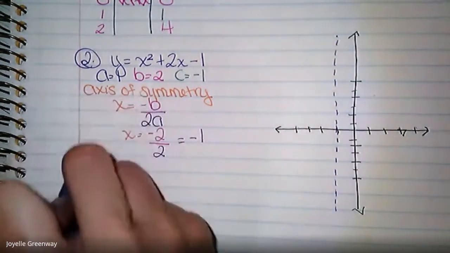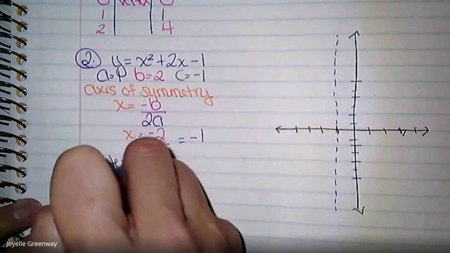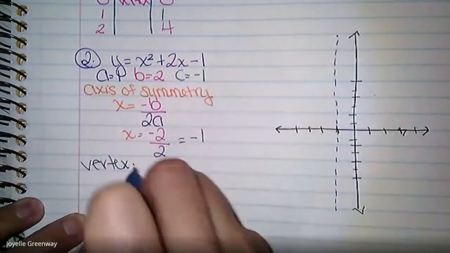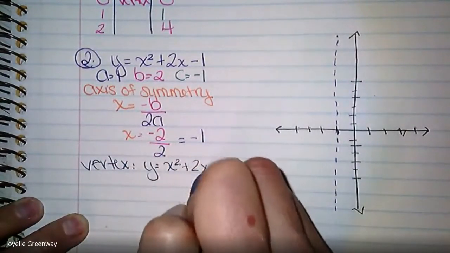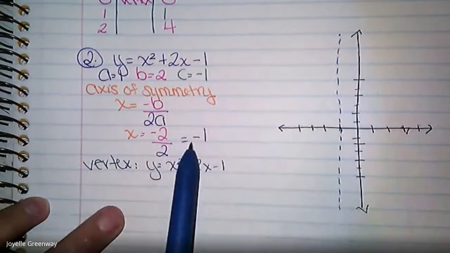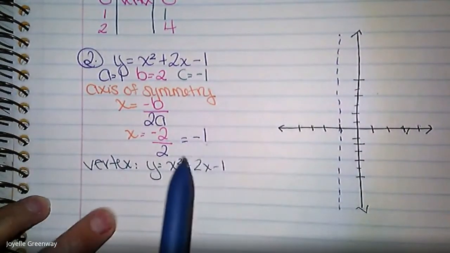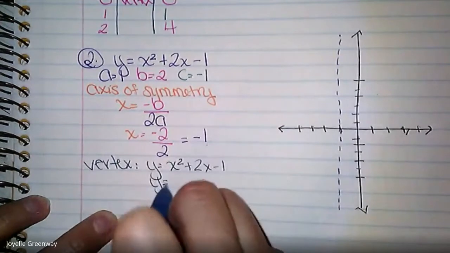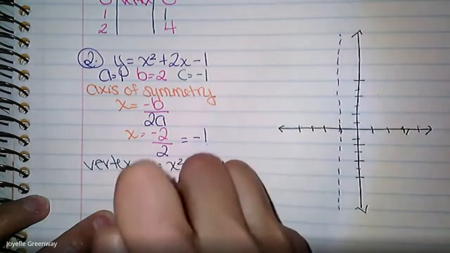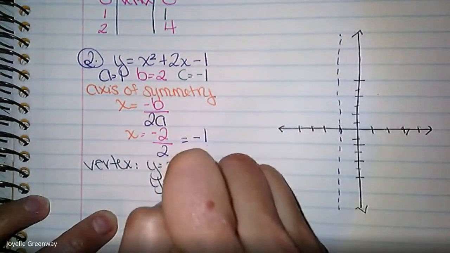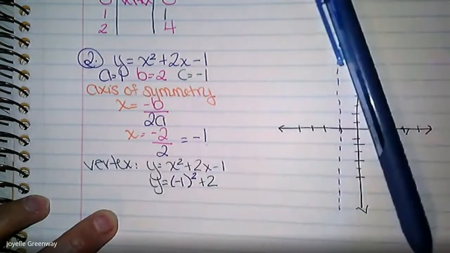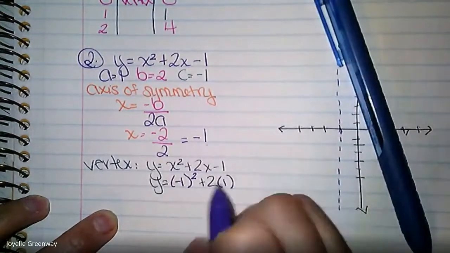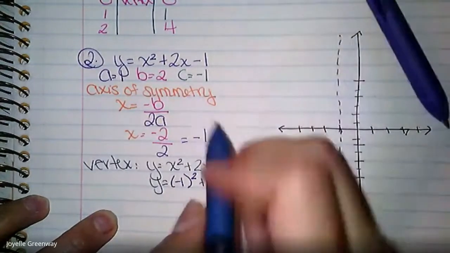So let's find the vertex. So I have y equals x squared plus 2x minus 1. Well, x is -1. So y is equal to -1 squared plus 2 times -1 minus 1.